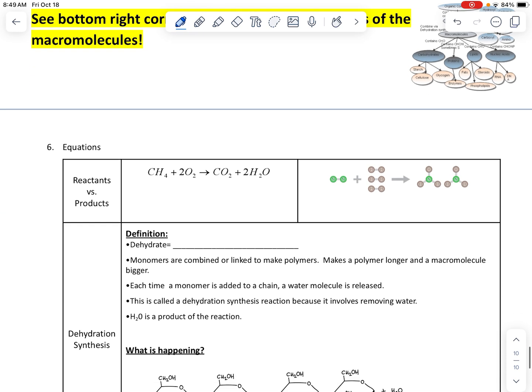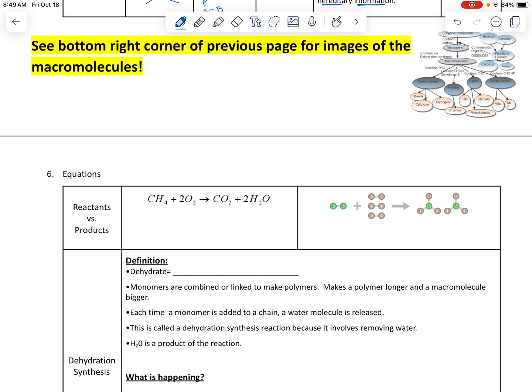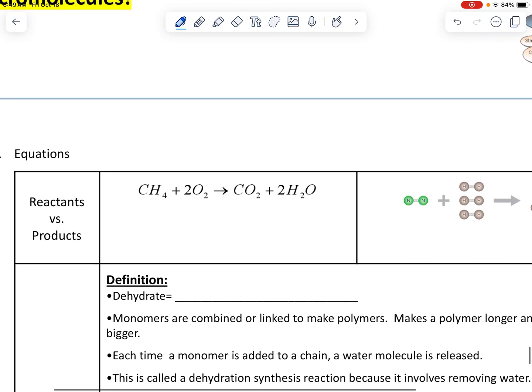We're going to get to building things in a minute, but reactions are an important part of biology. They're what sustain life. When we're talking about metabolism, we're talking about chemical reactions. This is not necessarily a biological reaction. This is the combustion of methane. But this is just to understand what the reactants and products are.